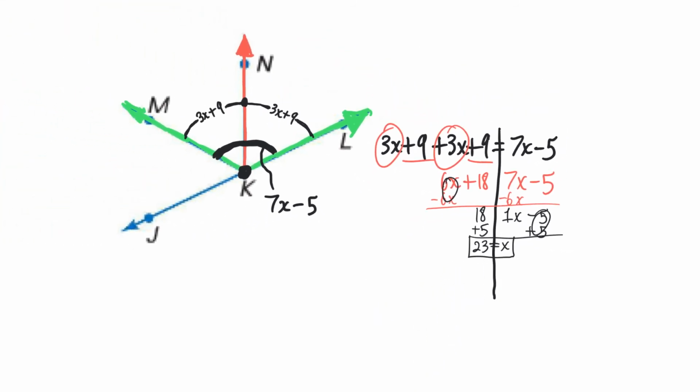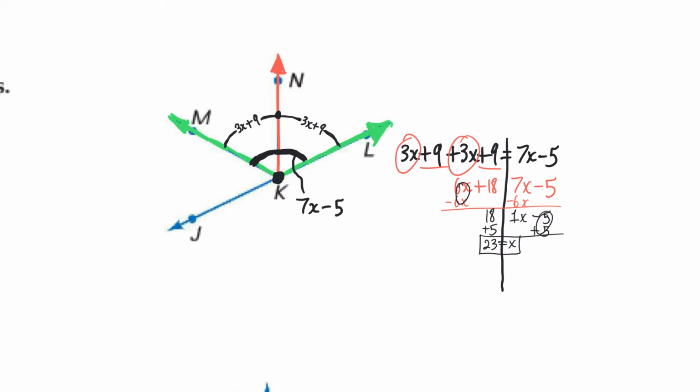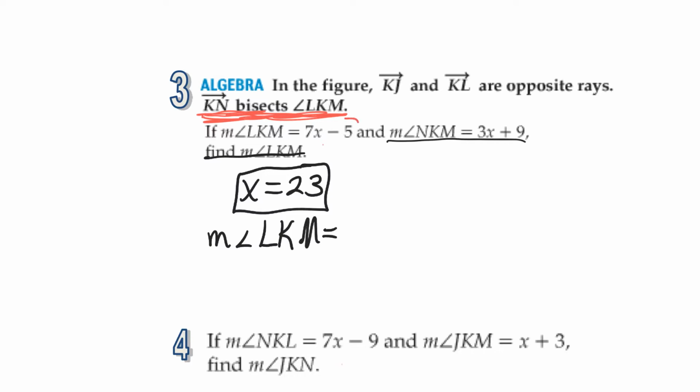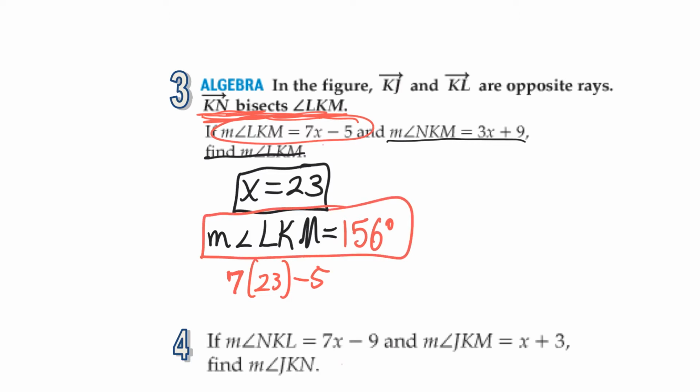Okay, so that gives me the value of x. It's 23. So back over here, I know x is 23, and that's good. I need that, but that's not what it asked for. I need LKM. So the measure of angle LKM, they tell me right here, is 7x minus 5. So 7 times 23 minus 5 is what? Be careful. 7 times 23 minus 5 is 156.